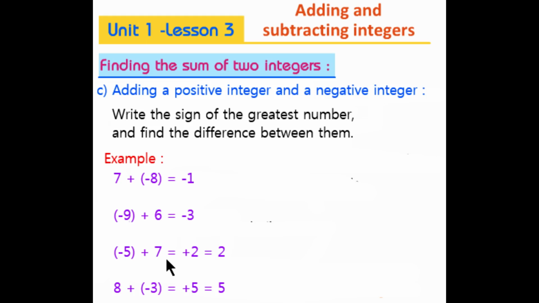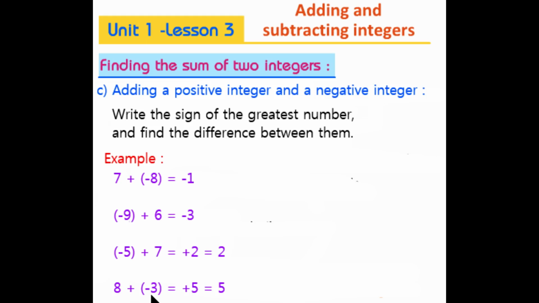Negative 5 plus 7. At first write the sign of the greatest number. 7 is positive, write positive. And find the difference between two numbers. 7 minus 5 equals 2. Positive 2, that means 2.